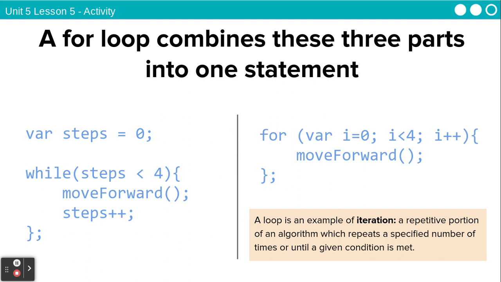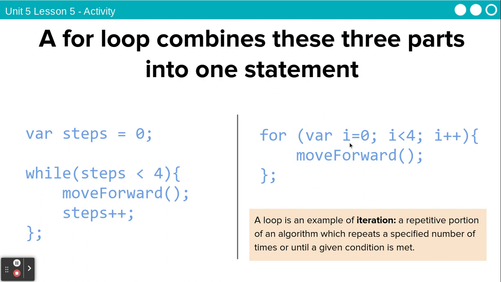So next, we're going to look at another type of loop. It's called a for loop. All right. A for loop basically combines them all, simplifies it a little bit. So all of these same things are there. So you have your steps starting at 0.